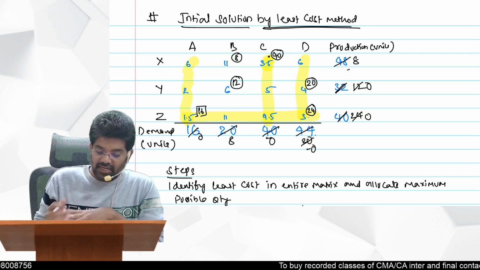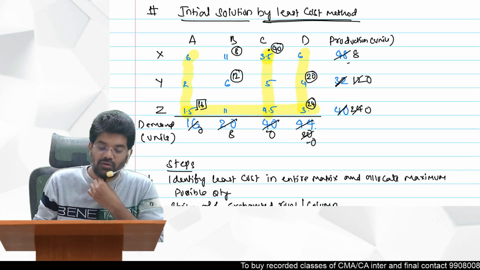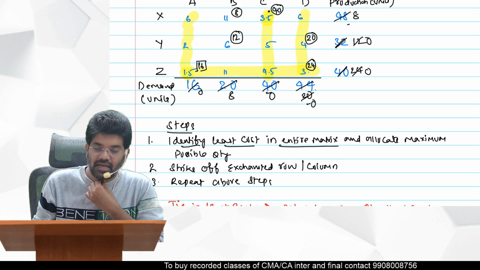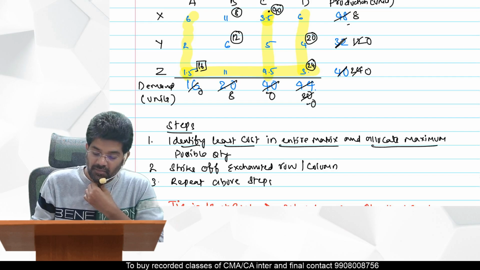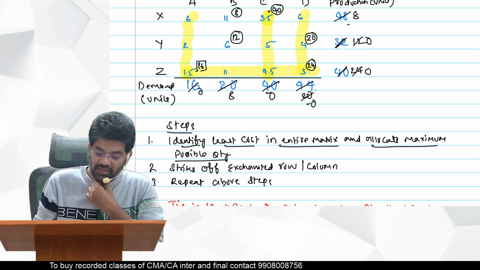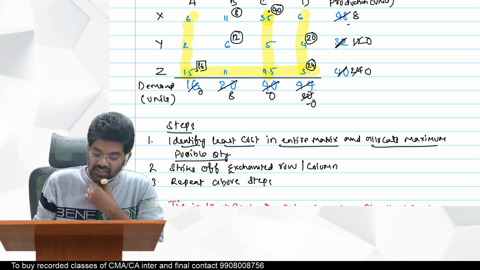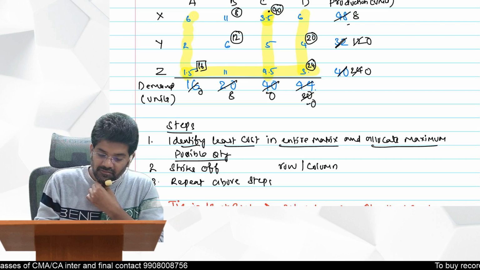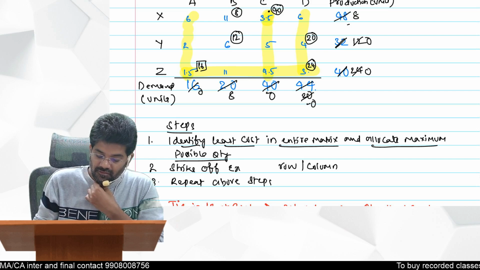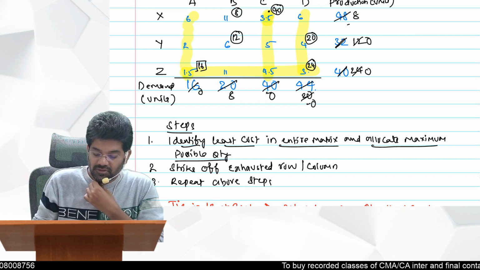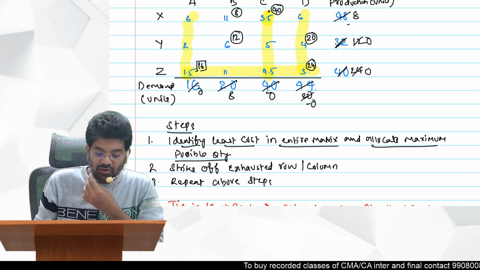So this is the least cost method. So what is the criteria here? Least cost. So what will we do under least cost? Identify the least cost in the entire matrix and then allocate the maximum possible quantity. After that, strike off the exhausted row or column.